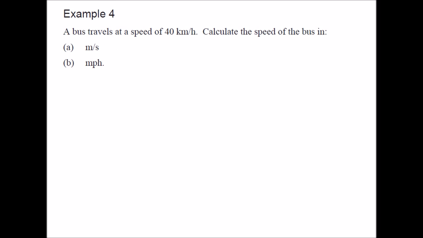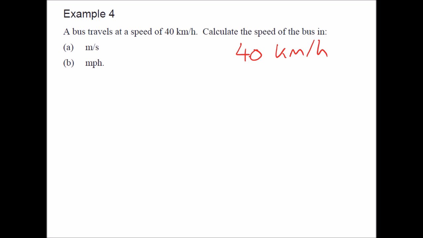You've got a bus traveling at a speed of 40 kilometers per hour. Calculate the speed of the bus, first in meters per second. Now, the best way of doing this, it might be a little bit long-winded, is to write out statements and start to think about how we're going to convert. We've got 40 kilometers per hour. Let's think about kilometers first of all. How do we get that into meters?